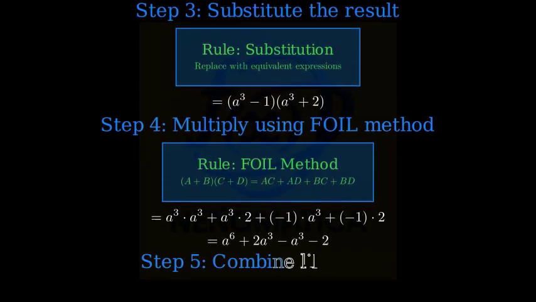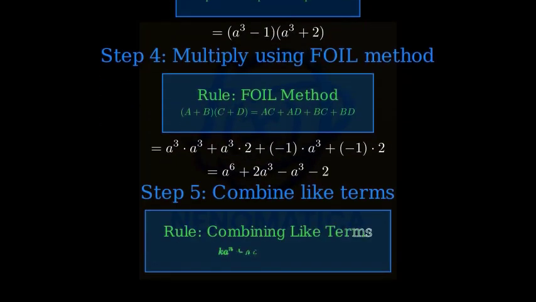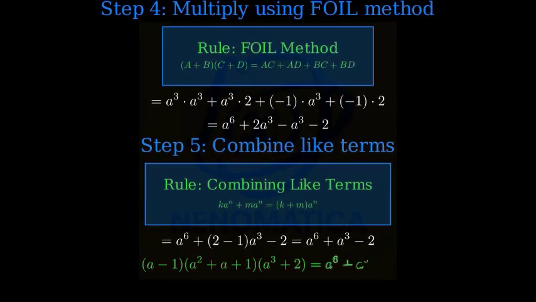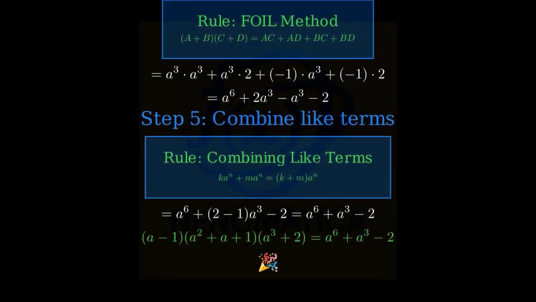For our final step, we'll combine like terms. We have 2a cubed minus a cubed, which simplifies to a cubed. So our final expression is a to the 6th plus a cubed minus 2. So our final answer for the second example is a to the power of 6 plus a cubed minus 2. Excellent job! We've successfully solved another complex algebraic expression.